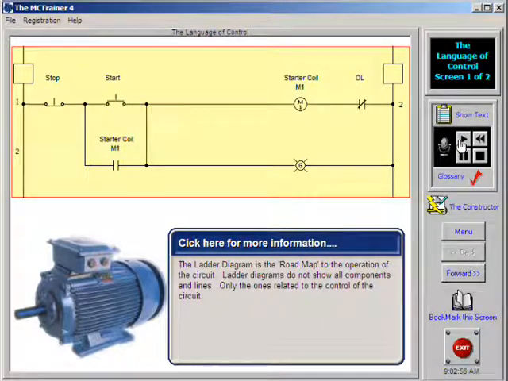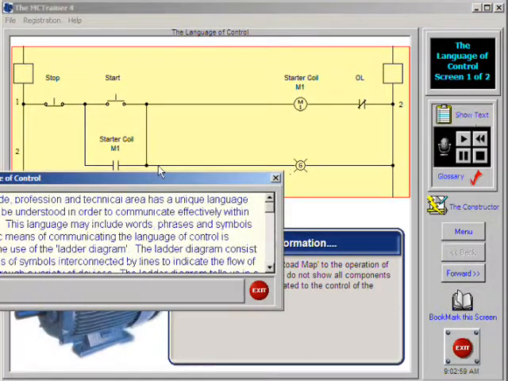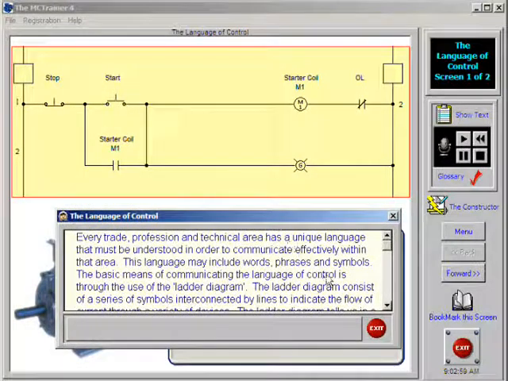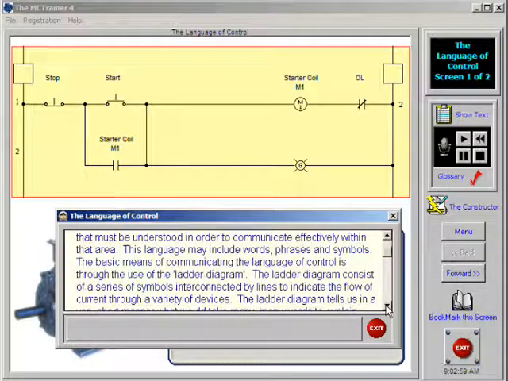Every trade, profession, and technical area has a huge language that must be understood in order to communicate effectively within that area. This language may include words, phrases, and symbols. The basic means of communicating the language of control is through the use of the ladder diagram, sometimes called a line diagram. The ladder diagram consists of a series of symbols interconnected by lines to indicate the flow of current through a variety of devices.